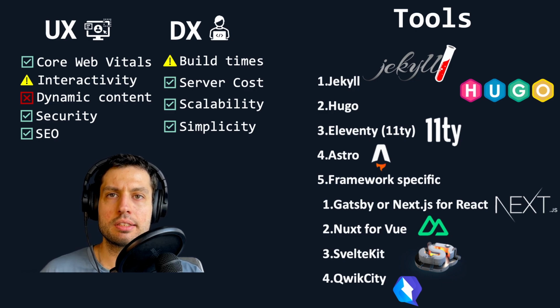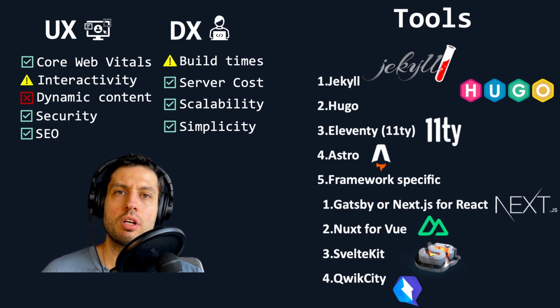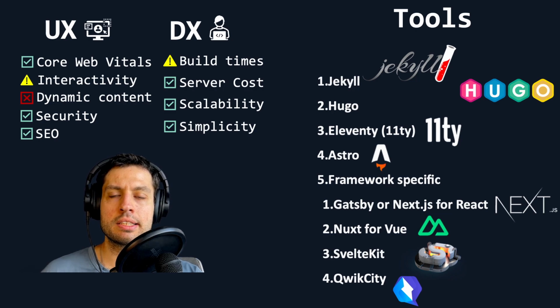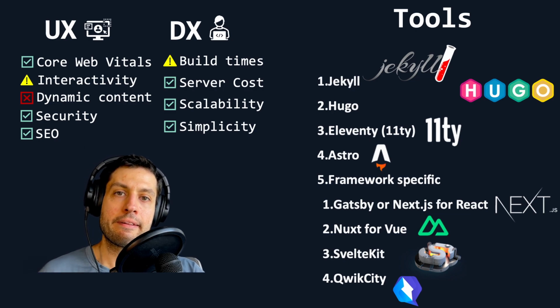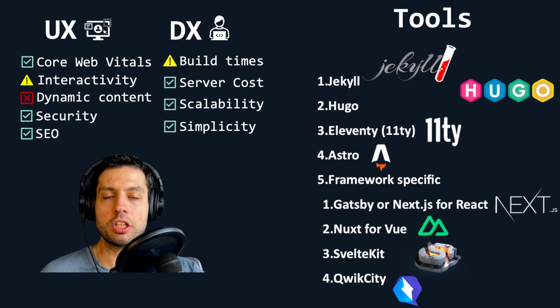What are the use cases? SSG is perfect for blogs, documentation sites, portfolio websites. For example, your restaurant needs to build its website once. It may be updated only when the menu changes. So it's perfect for that because it's fast, it's SEO optimized, and the content doesn't change that often.